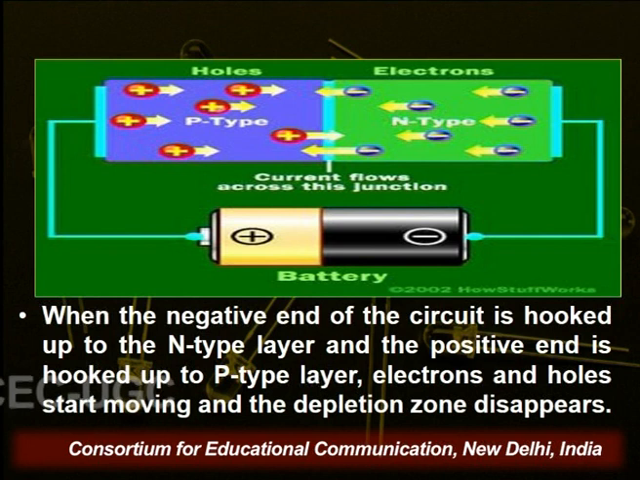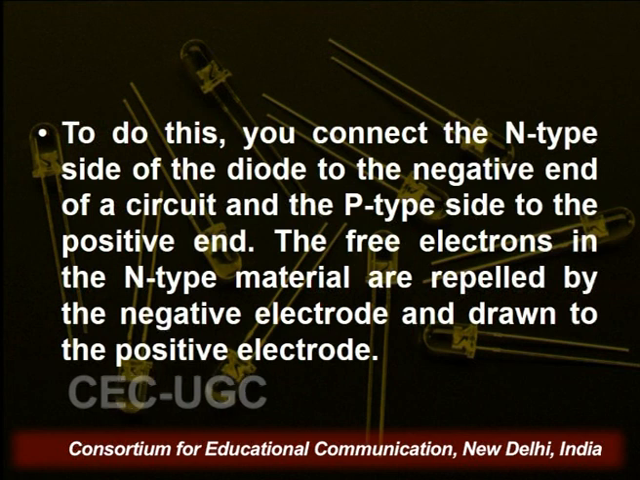If it is a forward bias, then the electrons will go into the p-type and the holes go to the n-type. To do this, we connect the n-type side of the diode to the negative end of the circuit and the p-type side of the diode to the positive end of the circuit.